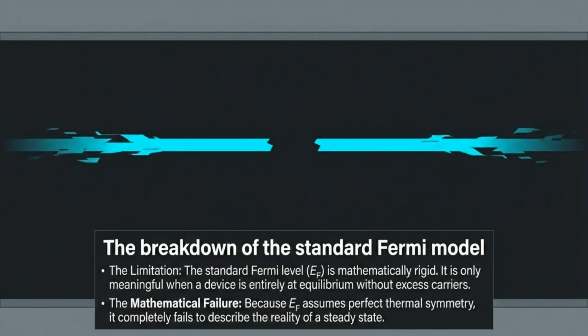The standard Fermi model breaks down in the steady state. The single Fermi level, EF, assumes perfect thermal symmetry and is only meaningful at equilibrium, failing to describe the steady-state reality with excess carriers.